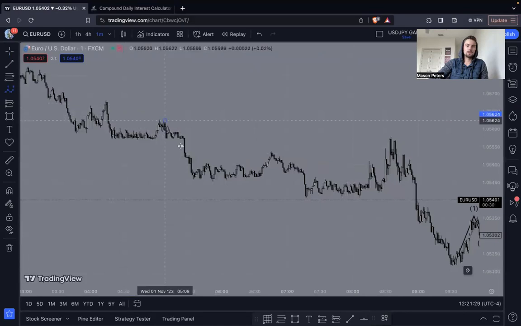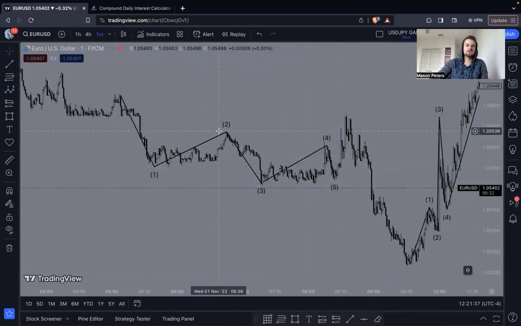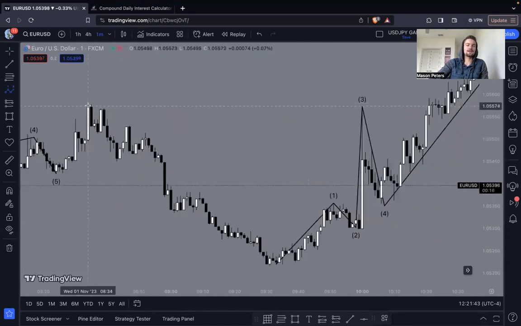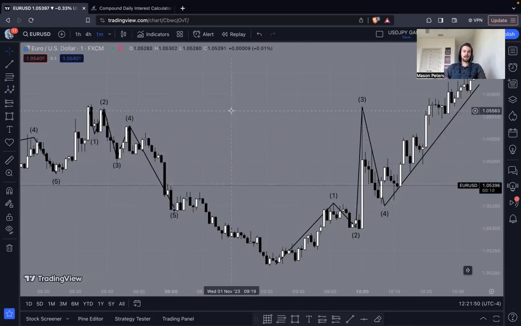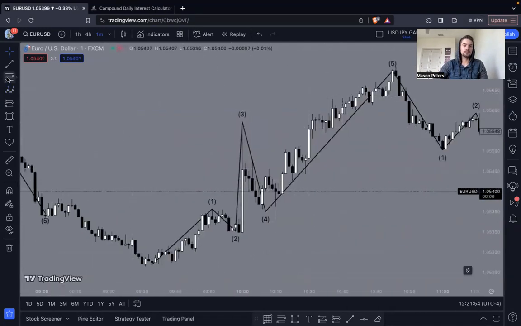Look at this. 1, 2, 3, 4, 5. Yeah, that's a tough one there. Continuation. Look at this small pattern. Ready? 1, 2, 3, 4, 5. Look at that. Look how many patterns there are right here, guys. I mean, this is beautiful right here.